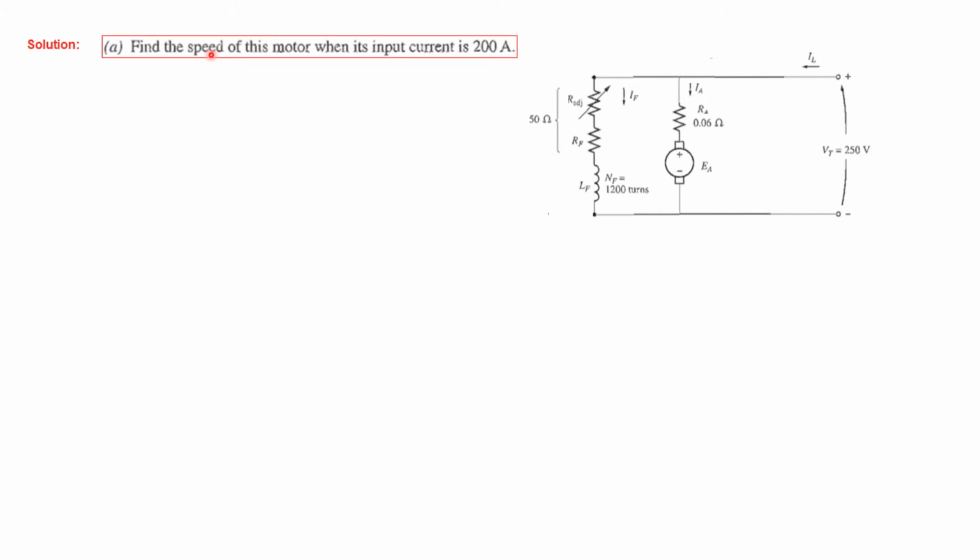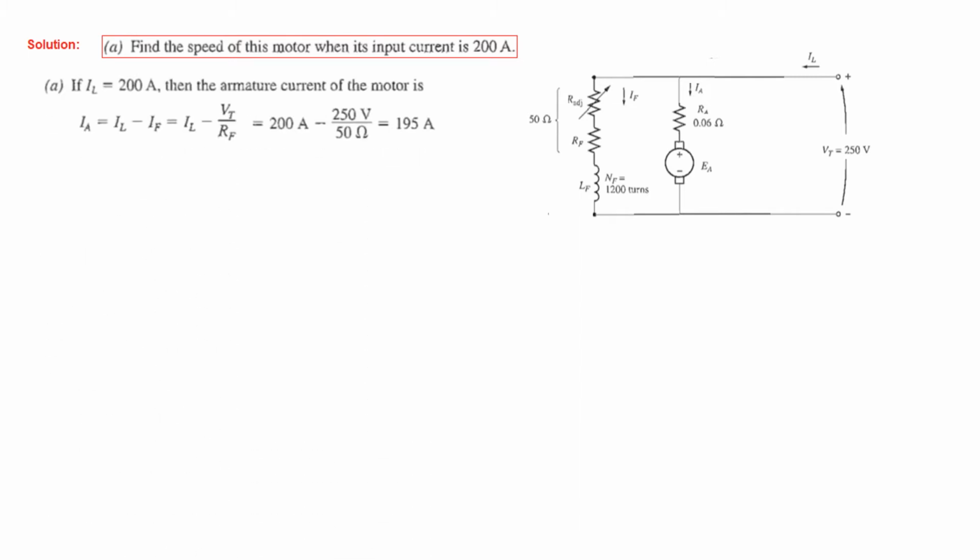Okay, so the first part: find the speed of this motor when the input current is 200 amperes. So this current IL is 200 amperes. From here we can find the armature current, where IL is actually IA plus IF, and therefore IA is IL minus IF. IL minus IF is IL minus Vt divided by the resistance. IL is 200 amperes minus Vt, which is 250, divided by RF, which is 50. So the armature current becomes 195 amperes.